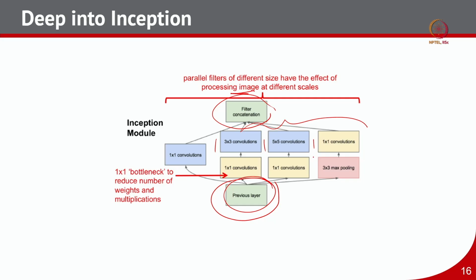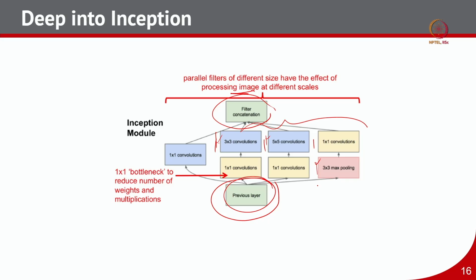That is why it is said that parallel filters of different sizes have the effect of processing images at different scales. As you can see, different parallel filters have different parameters. Some parallel filters have 3 by 3 convolution, some have 5 by 5 convolution, some have 3 by 3 max pooling, etc. So, they are also getting processed at different scales. Some parallel filter is processing at the 3 by 3 convolution scale, some at the 5 by 5 convolution scale, and so on and so forth, right.